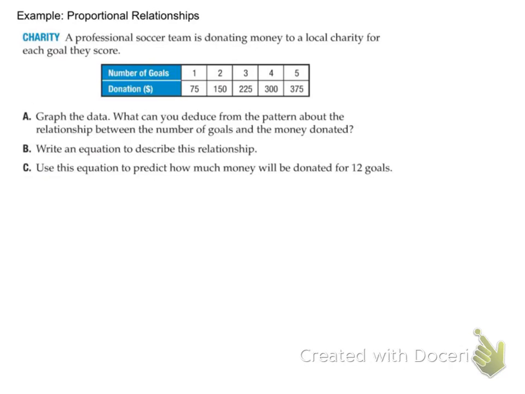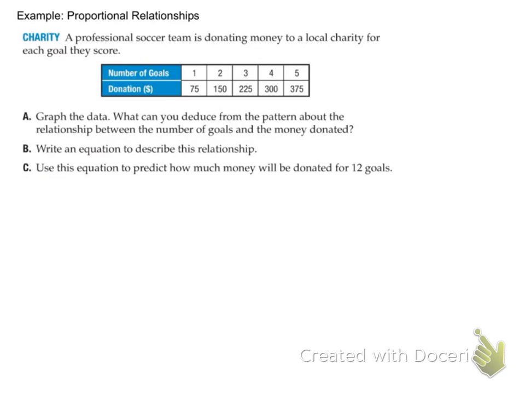So, let's do an example of a proportional relationship. So we got a charity example here. A professional soccer team is donating money to the local charity for each goal they score. As you can see, going across the table, the more goals they score, the more money they donate. What can we assume if they score no goals? They're not going to donate any money.